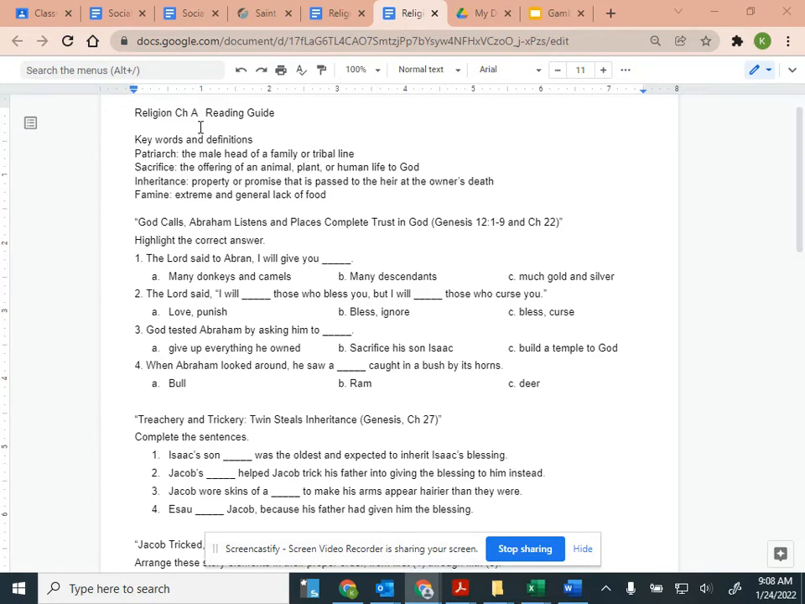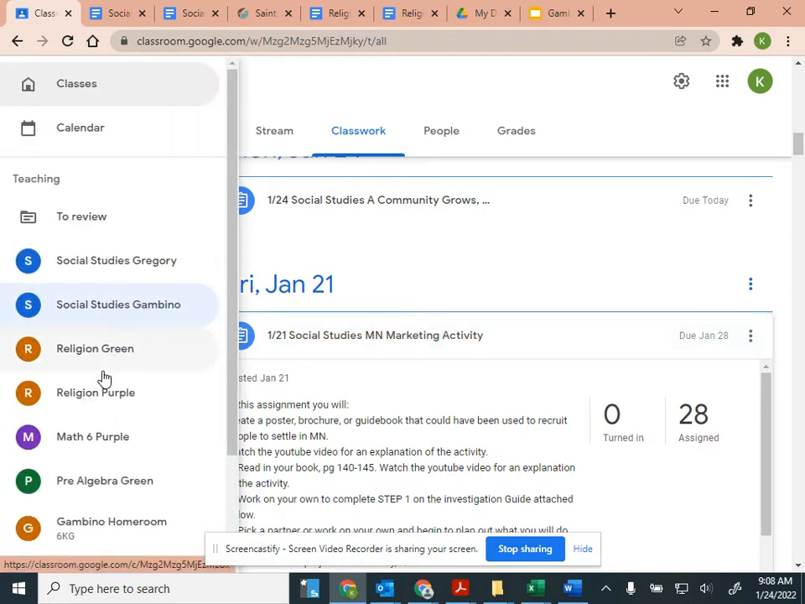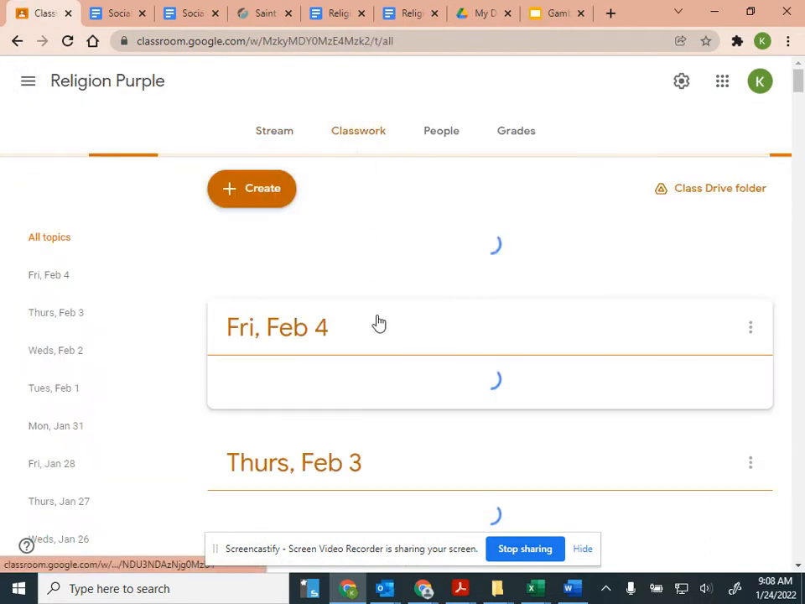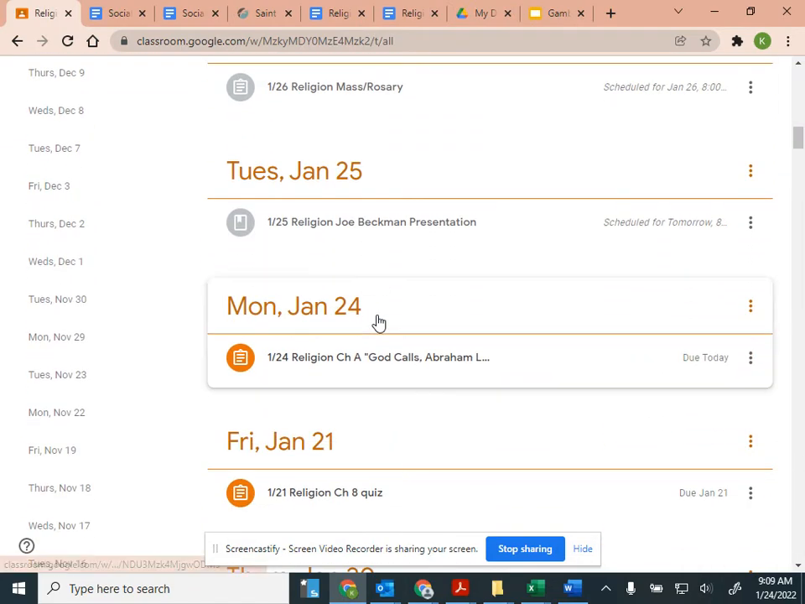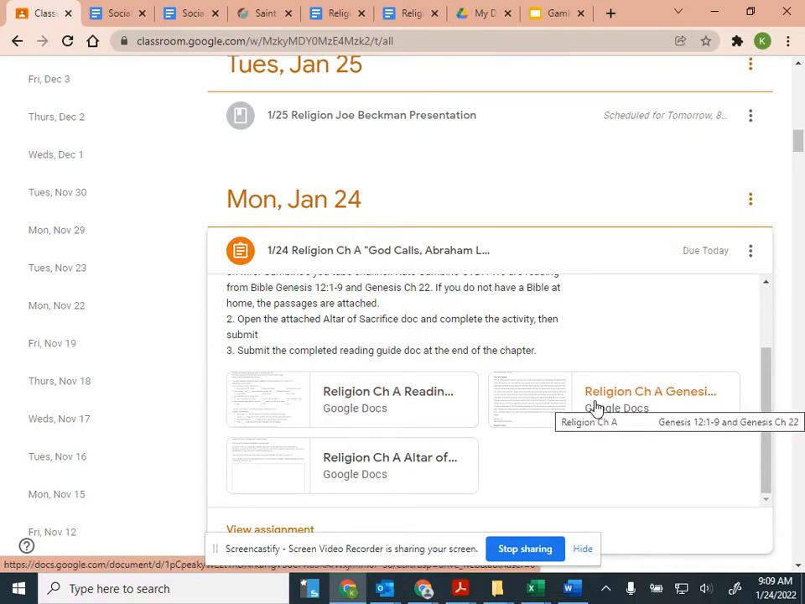So if you are at home and you do not have a Bible with you, it is okay, because I, being the awesome teacher that I am, I have made pages of what our readings are. So you will see under today's assignment for Monday, January 24th, we have our reading guide. We also have the Genesis readings that we are doing, so you can be reading along. So if you are in class right now and tomorrow you have to stay home and you can't do the reading, it's okay. We will be doing it. You can read along if you don't have a Bible at home. I have attached the Bible readings for you.